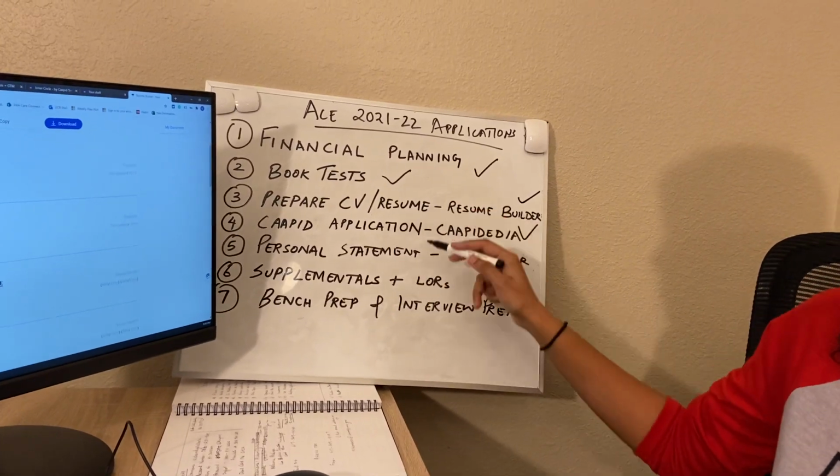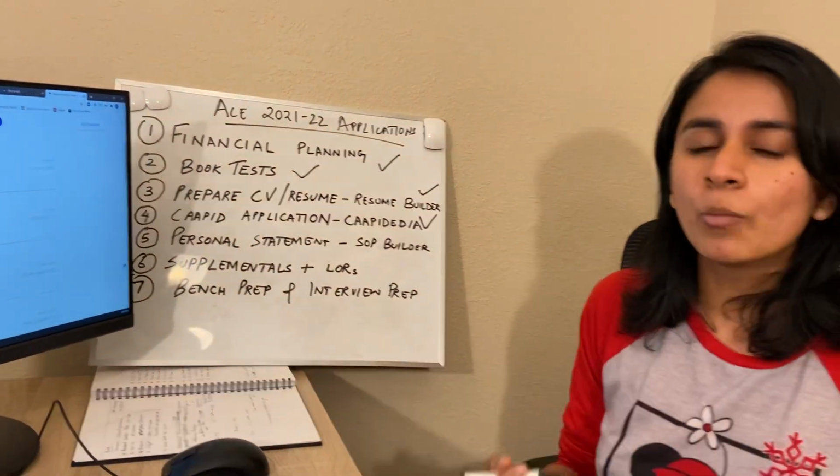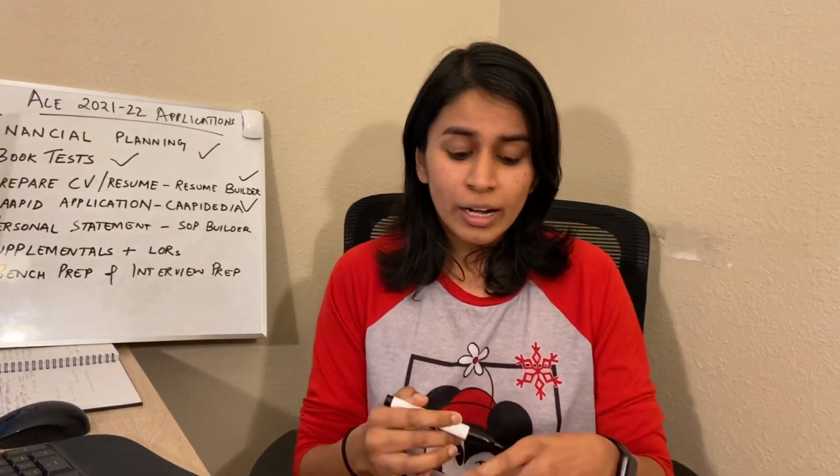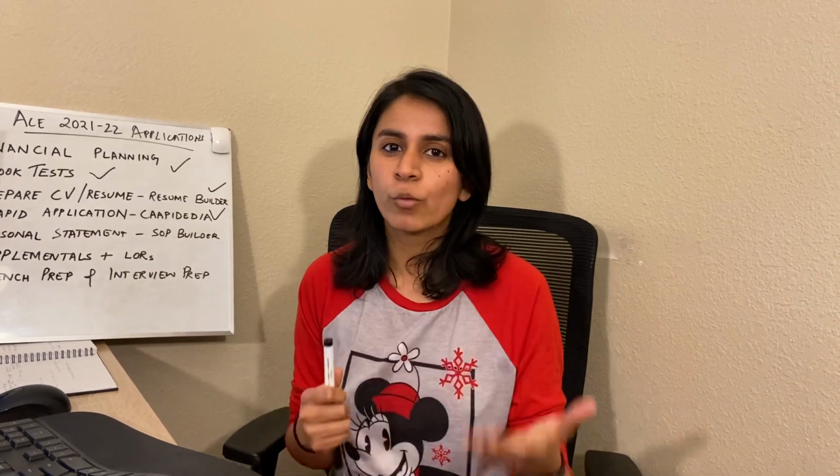Now this is the part where you decide how many schools you're going to apply to. There's a completely separate video we've made, and it's on YouTube in our channel called How to Shortlist Schools, and you can watch that as a guide to selecting the schools.